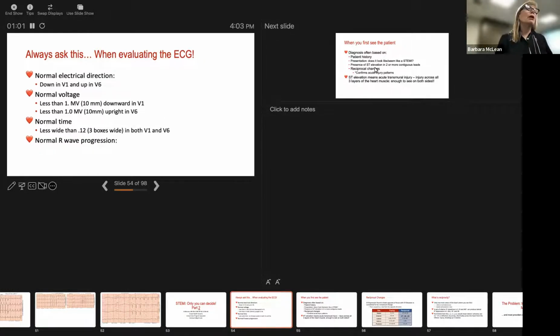Normal voltage, actually in any lead. The downward in V1 should never be greater than 10 small boxes or 1 millivolt. And the upright in V6 should never be taller than 10 small boxes or 1 millivolt. So normal electrical direction, normal voltage, and then we look at the time. The time is from the beginning to the end of the QRS, making sure that that time is less wide than 0.12, which is 3 boxes.